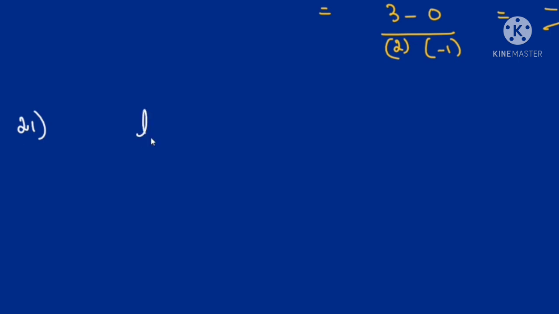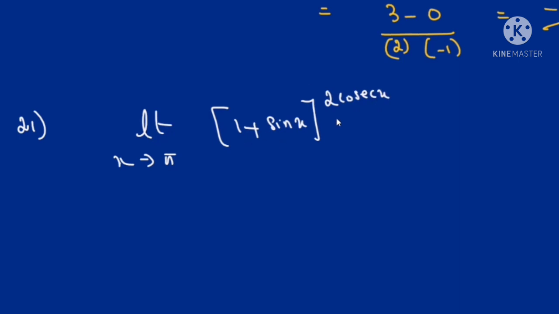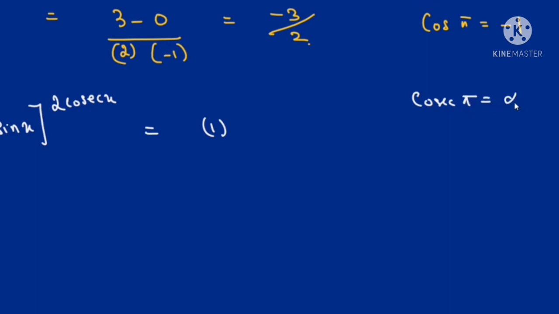Question 21, limit x tends to π, 1 plus sin x to the power 2 cosecant x. If you apply the limit straight away, you will get 1 plus sin π, sin π is 0, and 2 cosecant π. Cosecant π is infinity. So 1 power infinity is an indeterminate form. This is called indeterminate form.